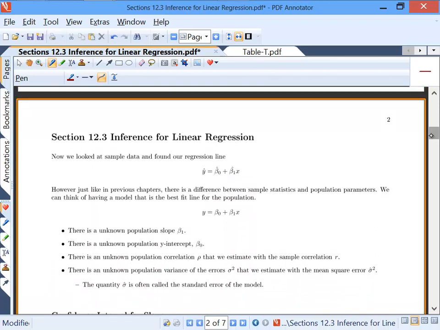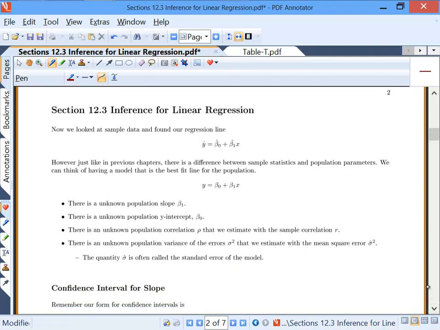Now we're going to start section 12.3, which is inference for linear regression. Okay. So we looked at our sample data and we found our regression line as such. However, just like in our previous chapters, there's a difference between our sample statistics and our population parameters. So we can think of having a model that's the best fit for our population, which we said before was y equals beta naught plus beta 1 x. So there's an unknown population slope and an unknown population intercept.